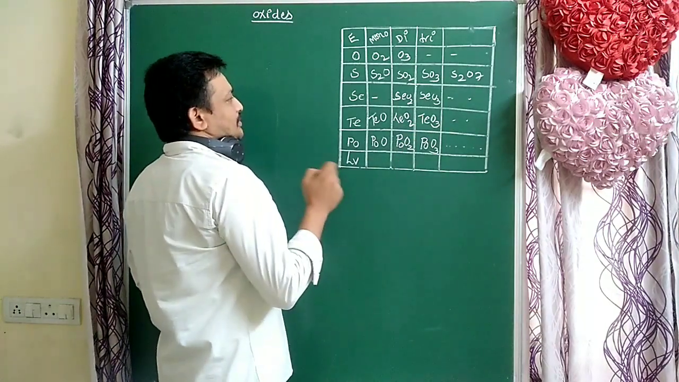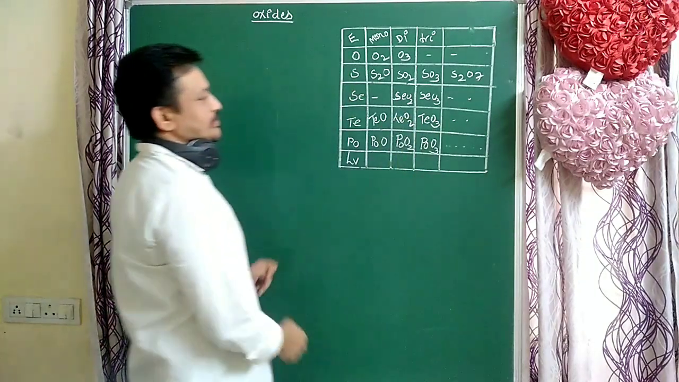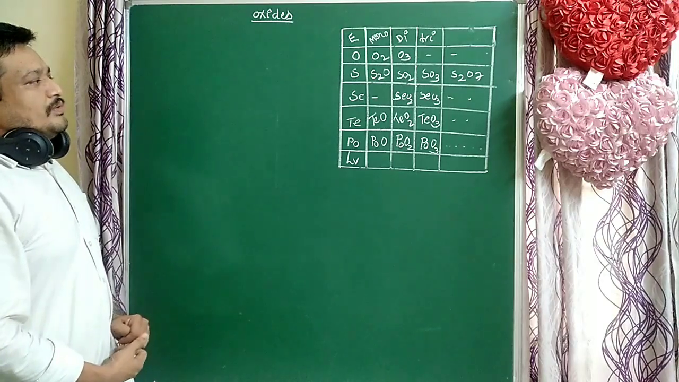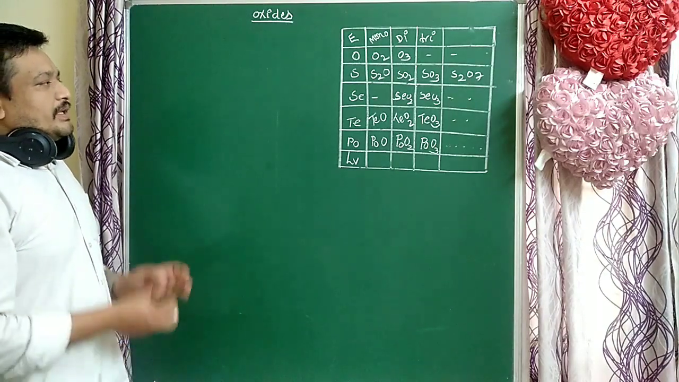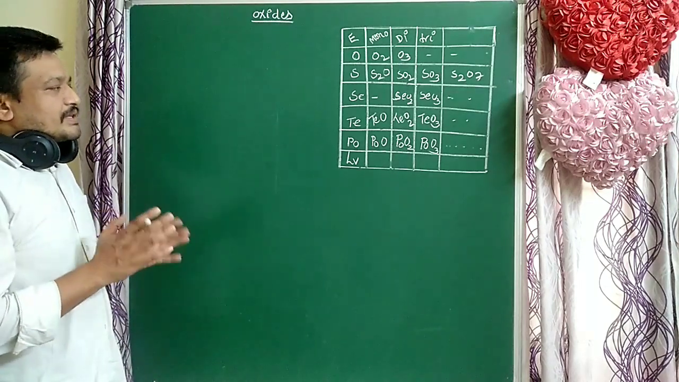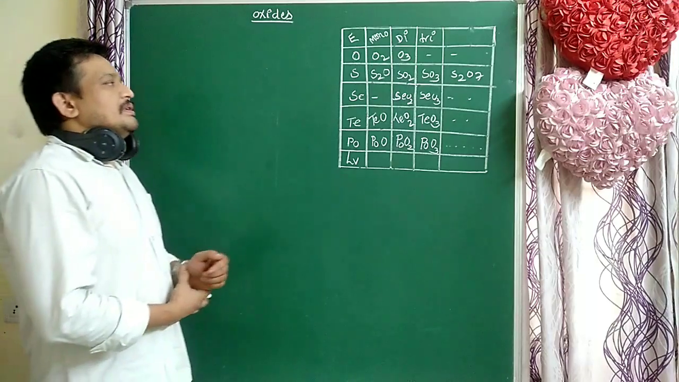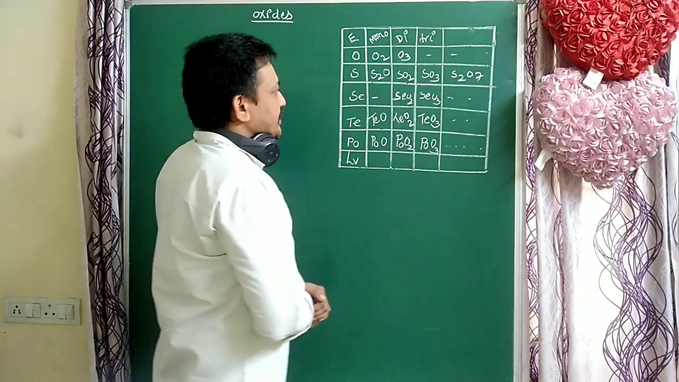Sulfur also forms a heptoxide, S2O7, which is less stable, but sulfur does form a heptoxide. So dioxides and trioxides are very important in 16th group elements. Now, some properties of dioxides and trioxides.